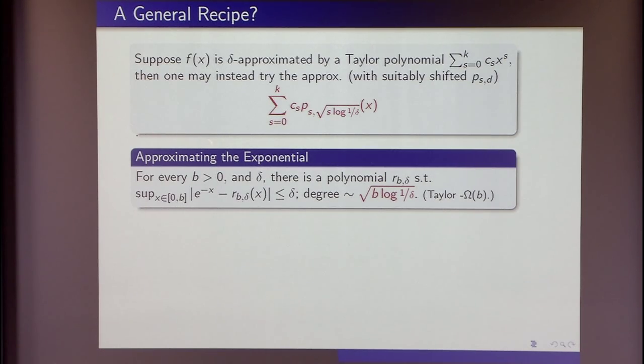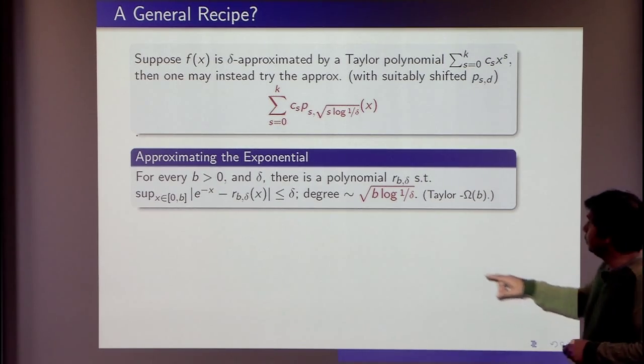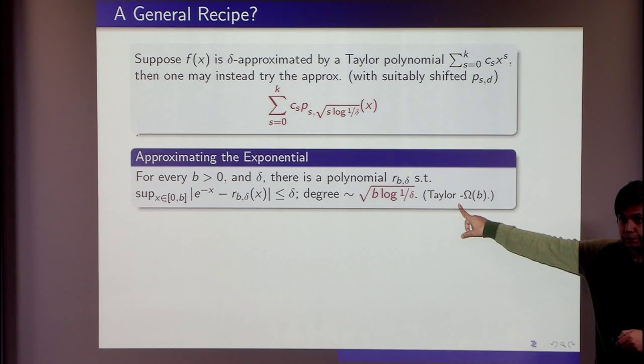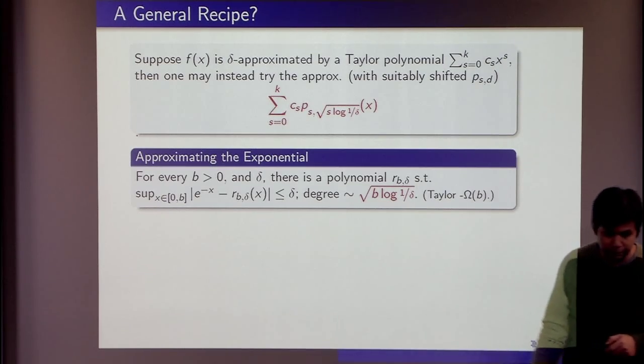We all know how to expand e to the minus x in Taylor series. It's 1 minus x plus x squared by 2 factorial minus x cubed by 3 factorial. So just go through this series up to a point that you like, and just replace each of these x to the i by the corresponding P_i. And actually this works. Okay, this does give you a degree which is quadratically better than what provably Taylor expansion can give you. Okay, so you get this b versus square root b gap.